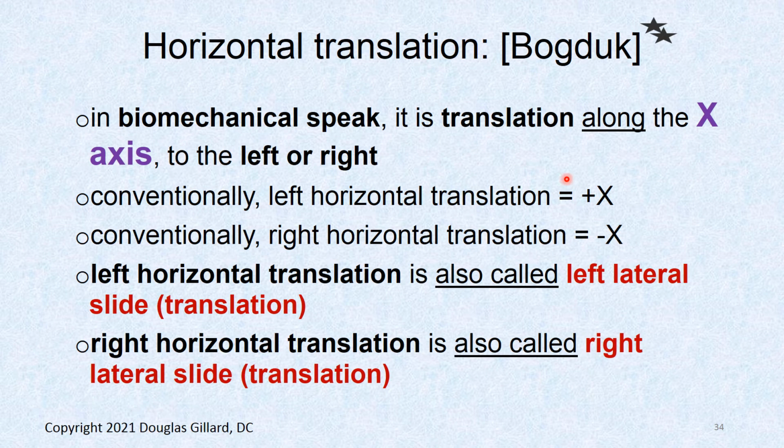Okay, so biomechanically, now we're slipping and sliding along the x-axis. I'm not going to test you on these, but for those of you who have to know everything, left horizontal translation, so slipping to the left, is denoted as x plus or plus x, and slipping to the right is x minus. I'm not going to test you. We're not going that deep into it, but there it is. Left horizontal translation is also called left lateral slide. Right horizontal translation is called right lateral slide.